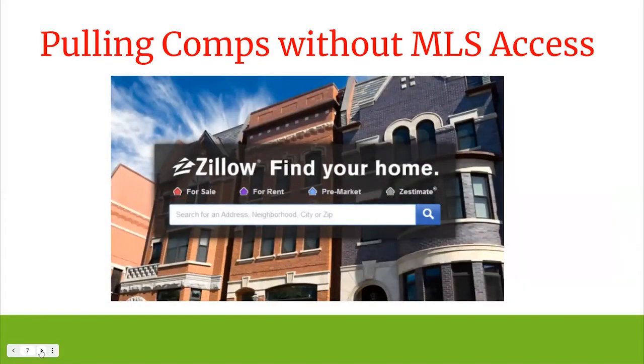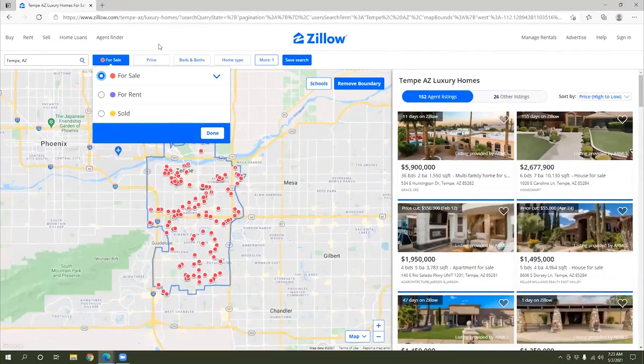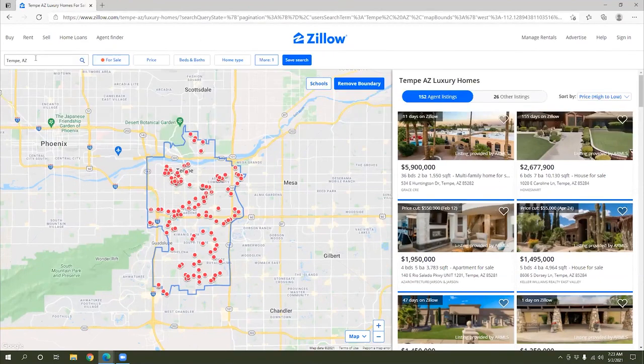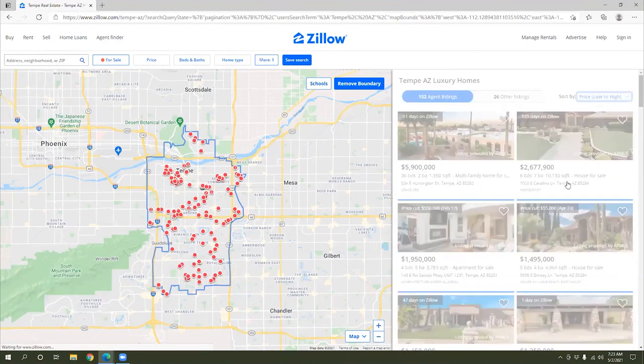All right, pulling comps without MLS access. I'm going to go through this and pull my Zillow screen over here in front of this for you. I think it's always easier to actually do it than try to just tell you step by step. So if I was going to comp something, let's just find an active property. Let me see what we can find here. It'd be cool if we found a deal on here this morning.